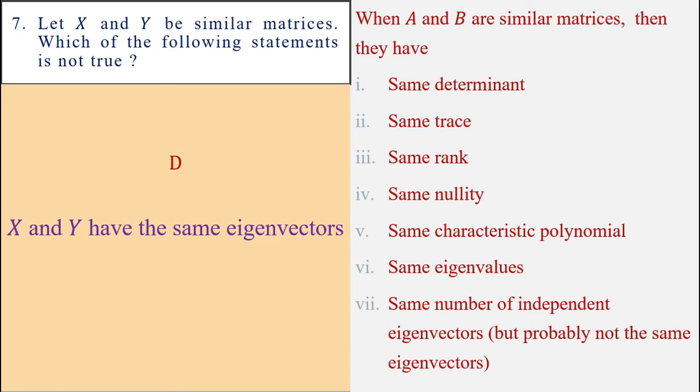But the actual eigenvectors may be different. Same number of independent eigenvectors, but the eigenvectors need not be the same. So option D, that x and y have the same eigenvectors, is incorrect, not true.